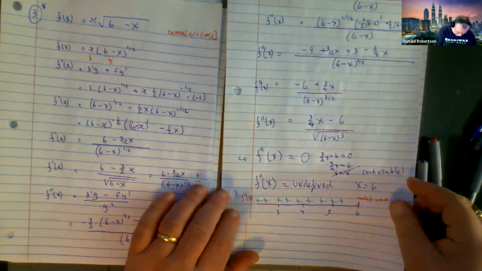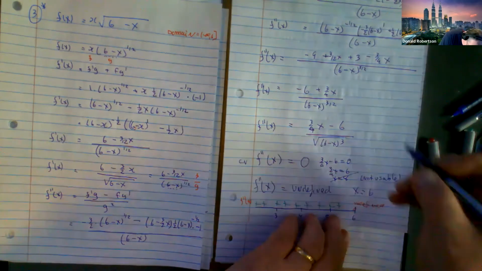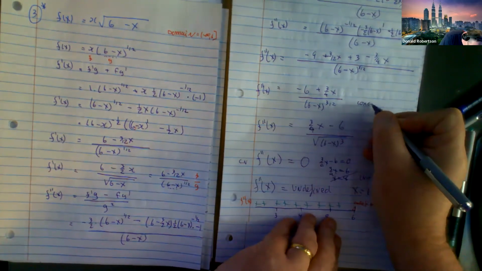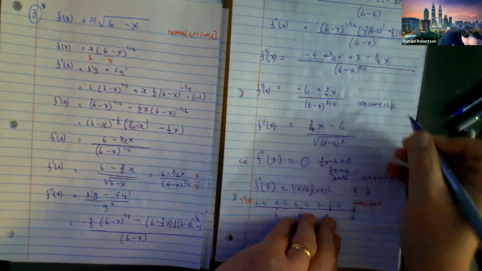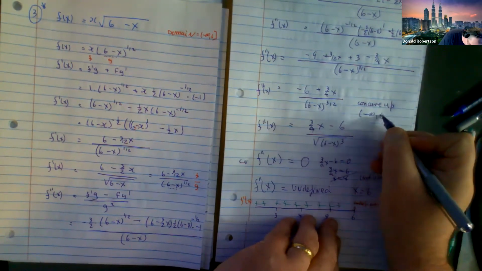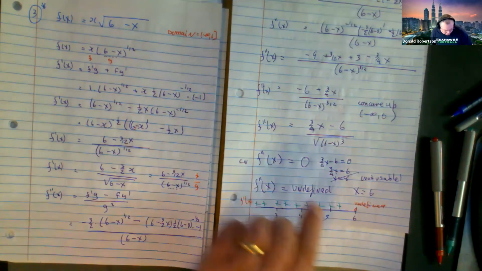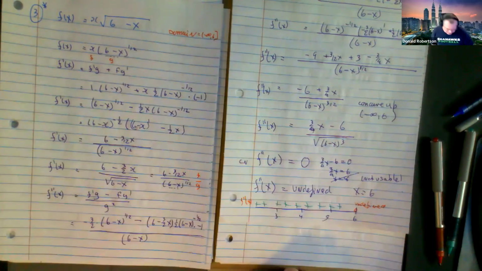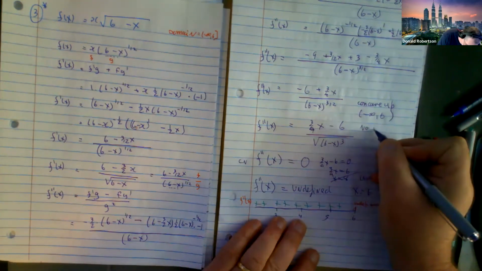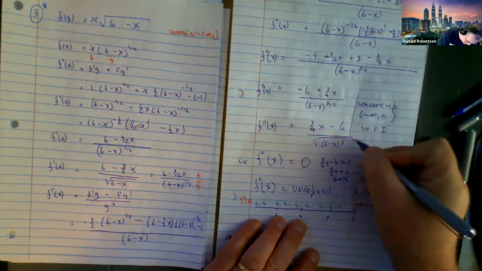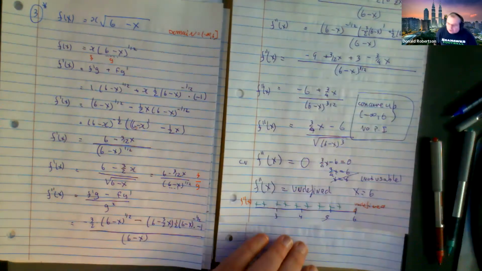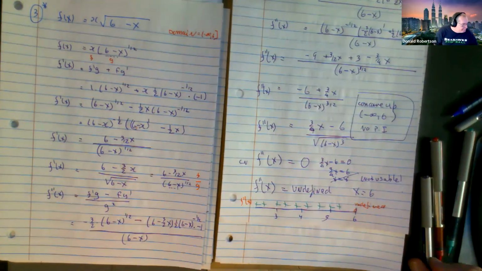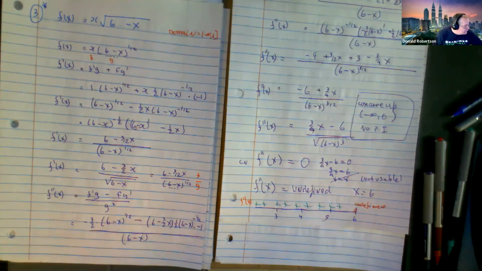And now I want to interpret that. Well, this means that this shape is concave up for values of x from -infinity to 6. In other words, for the entire graph. And it has no point of inflection. And it's never concave down. That's a kind of weird looking function, agreed?